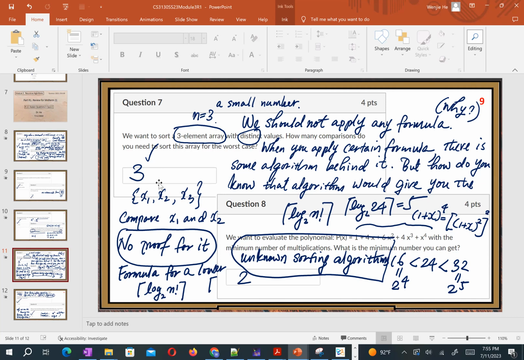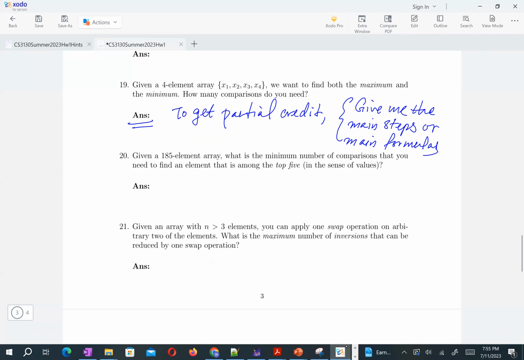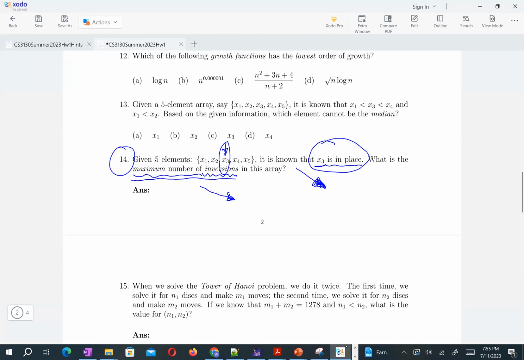Let me go to question number 14. Madison asked me, when it says x3 is in place, does that mean it has no inversion, or is it just the third element? Oh, let me clarify. You ask a very important question. Okay, all right, number 14, right here.